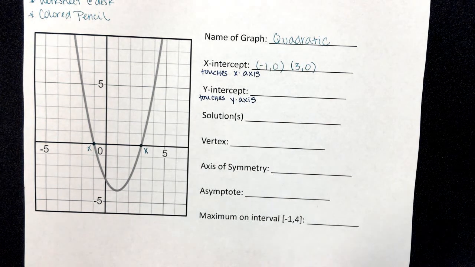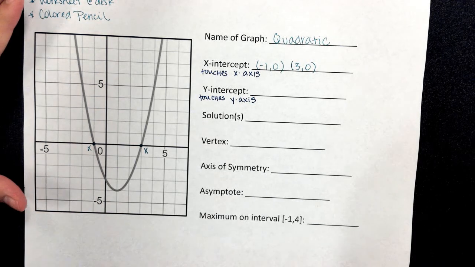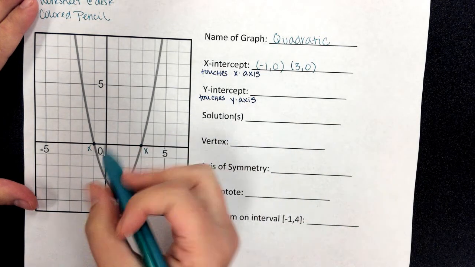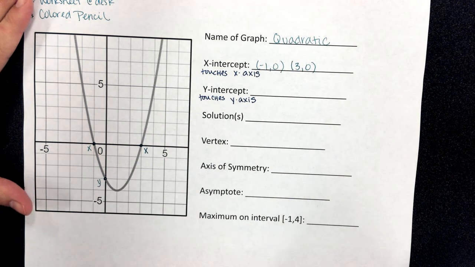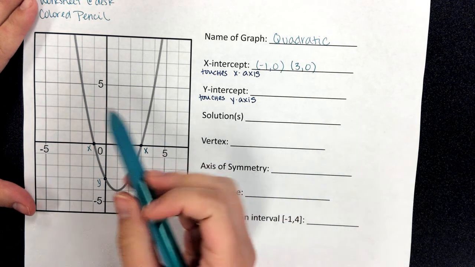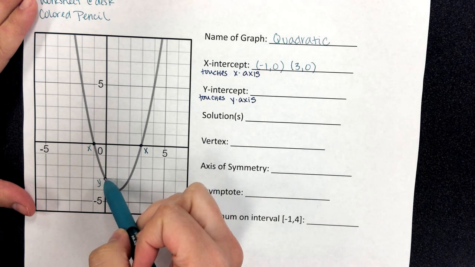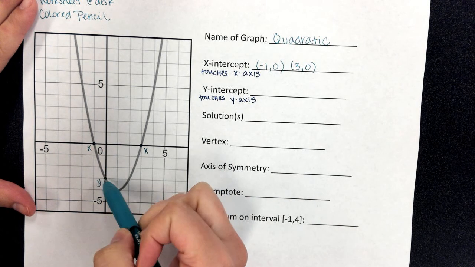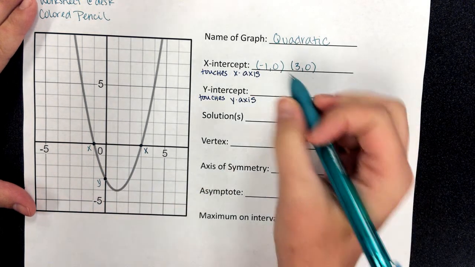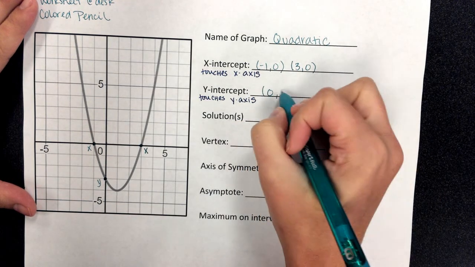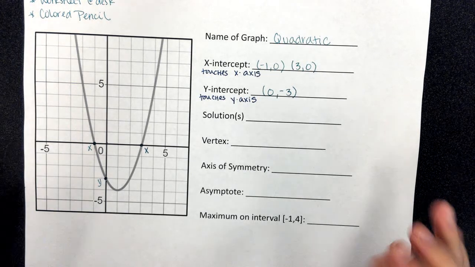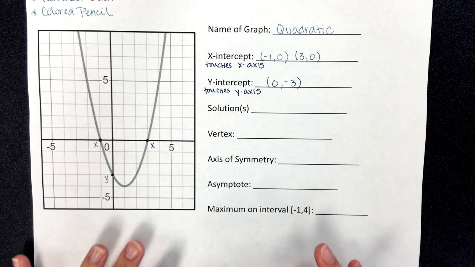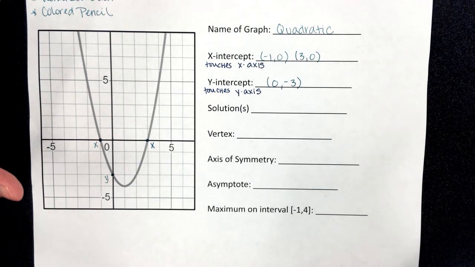Charlotte, how many y-intercepts do I have? 1, and what is it, my dear? So 0, 3 was closer, but what type of 3 is it? -3. So 0, -3.